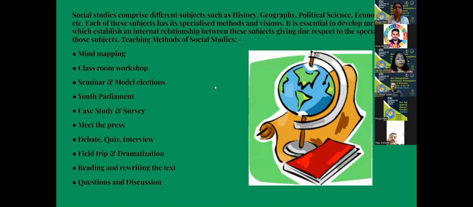Youth parliament is a part of the social science art integrated activity. Case study, survey, meet the press also. We can ask any neighborhood press person to come, and they can ask counter questions, or they can get an idea about the meet the press. Debate, quiz, interview, field trip, dramatization, reading and rewriting the text, questions and discussion. So these are a few methods suggested for the social science studies. In the classroom, we can conduct these activities.